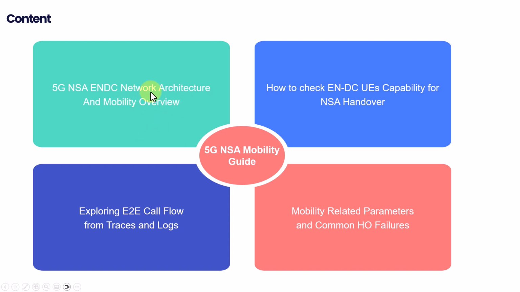Actually, this will be the contents of the day. First, we recap quickly the network architecture of option 3x and the mobility overview, what kind of mobility types we have in non-standalone. Then we'll move into how to check the ENDC or UE capability message to confirm whether this particular user is supporting, for example, inter or intra-frequency handovers for non-standalone. Then we'll go through the call flow using traces. Then I will end with the most common handover failures and related parameters, which are very common, and I think you will already be aware of them.